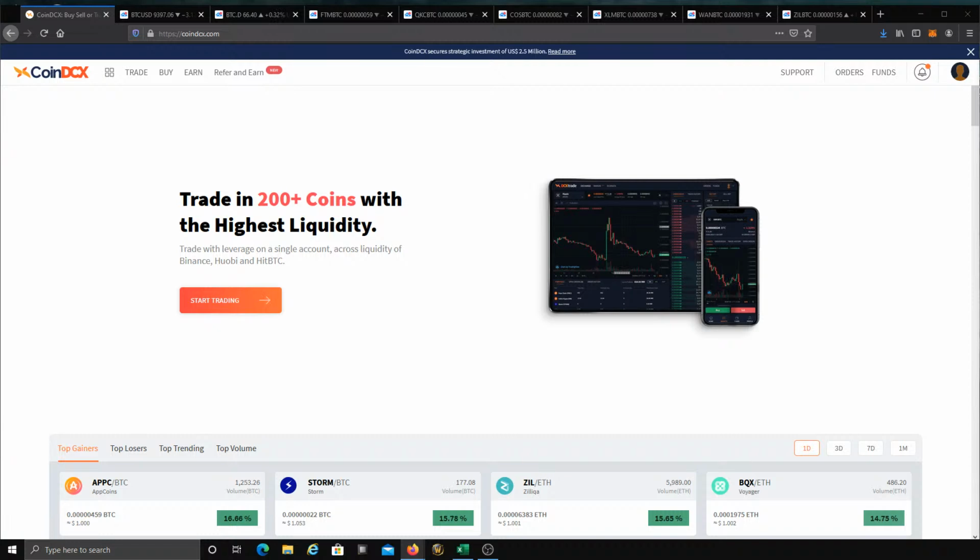Okay, so CoinDCX. A couple things that I really like about this exchange. First off, we have the ability to both spot trade and margin trade altcoins and Bitcoin, Ethereum, whatever, all on the same exchange. And you can't do that with other exchanges. I'm fairly certain this is the only exchange that allows you to do that.